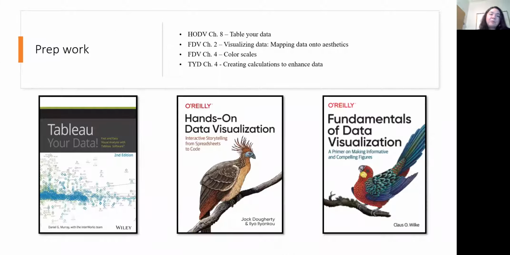All right, so prep work for this week. We are pulling from 3 different sources. We're starting off with the hands-on data visualization book, then moving into the fundamentals of data visualization book, and then wrapping up with a Tableau your data.